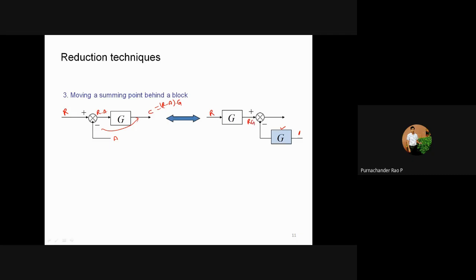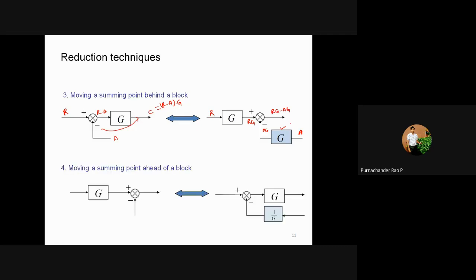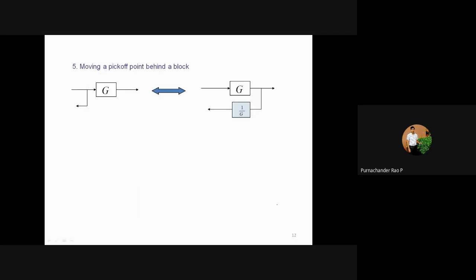Then if this is a signal A, G into A you are adding, so this is the AG, so you will get RG minus AG. So it should be adding with this G. And then if you want to move the summing point to before the block, then it should be represented as 1 by G.